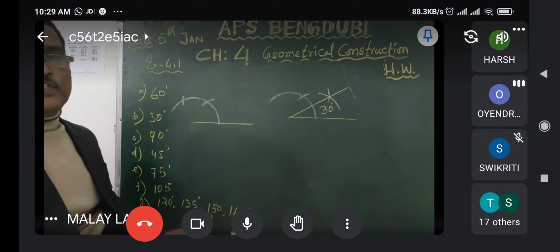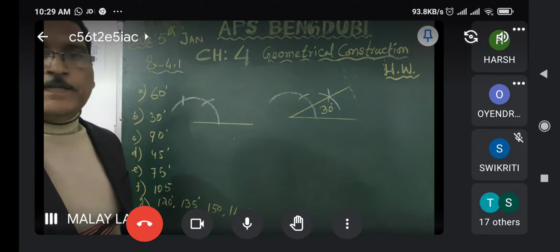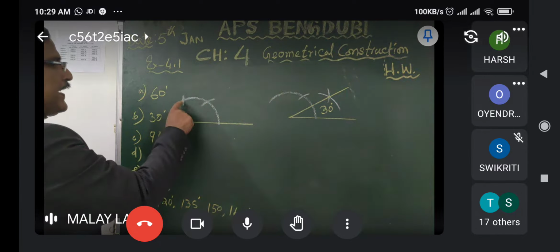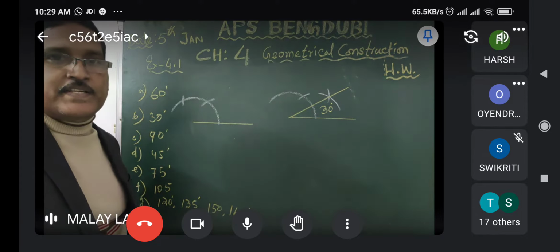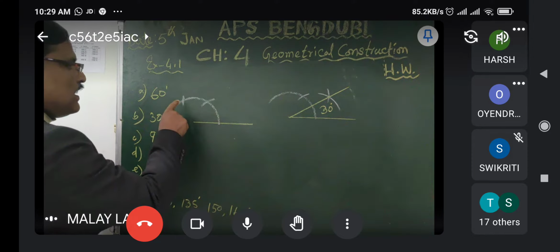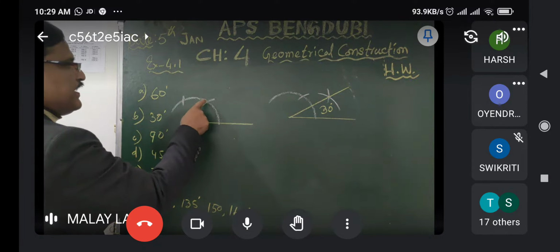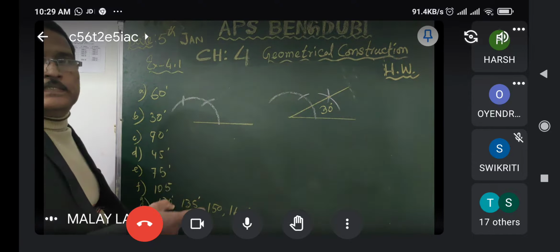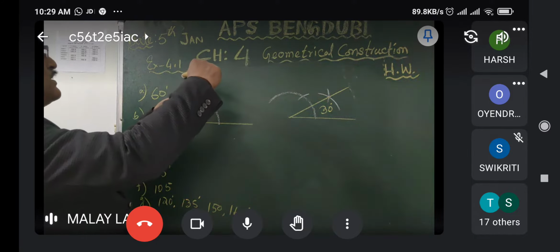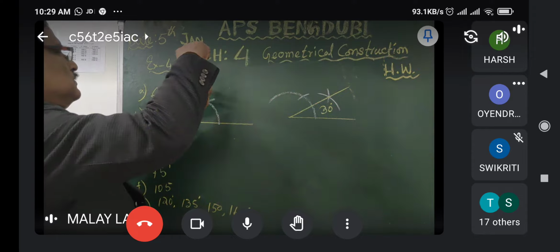120. So 60 plus 120. How much am I getting? This is 60, this is 120. If I add the two measures, I am getting 180. And what is the half of 180? 90. So we have to make 90. From 120 and 60, we will take the half, and I will get 90. Okay. So with the same measure, place it here, draw an arc on the top and draw an arc here also.